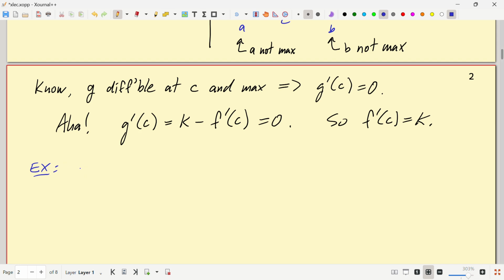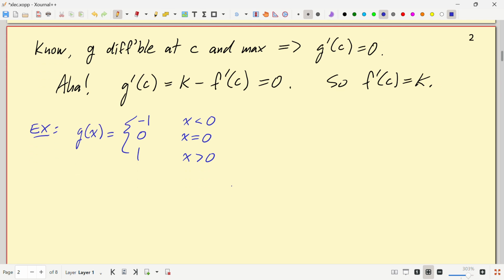Let's suppose I'm thinking of this g of x as the derivative. So g of x is going to be equal to minus 1 for x less than 0. You can make it be anything for x equals 0, really. And plus 1 for x bigger than 0. That's a jump discontinuity, and notice that that's minus 1 to the left and plus 1 to the right.